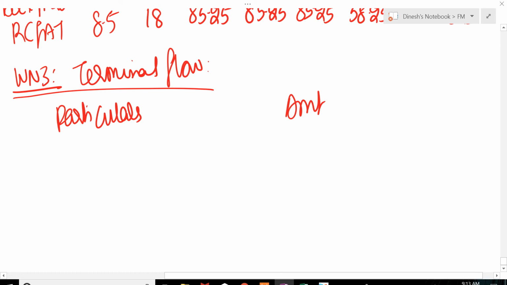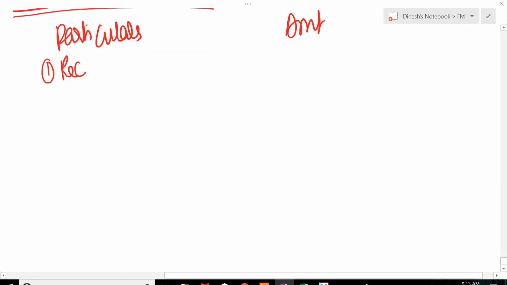Particulars and one amount column. Inner column will not work here. I have to do a separate working note only. Particulars and amount. Point number 1, recapture of working capital. How much? Again in bracket in lakhs, okay. 15 lakhs. Recapture of working capital 15 lakhs.